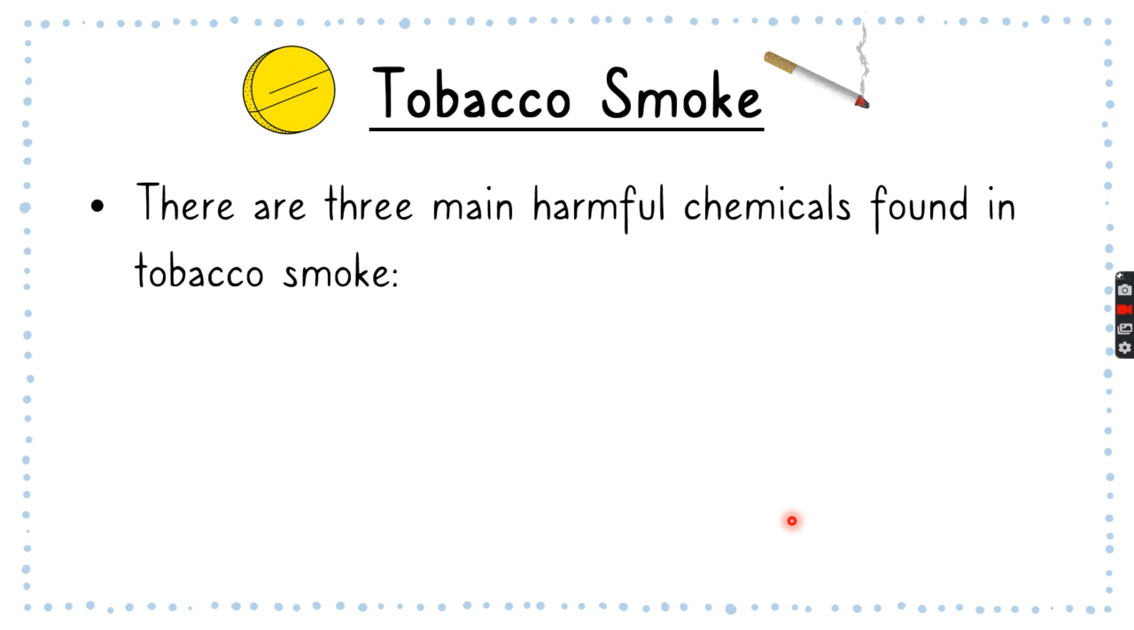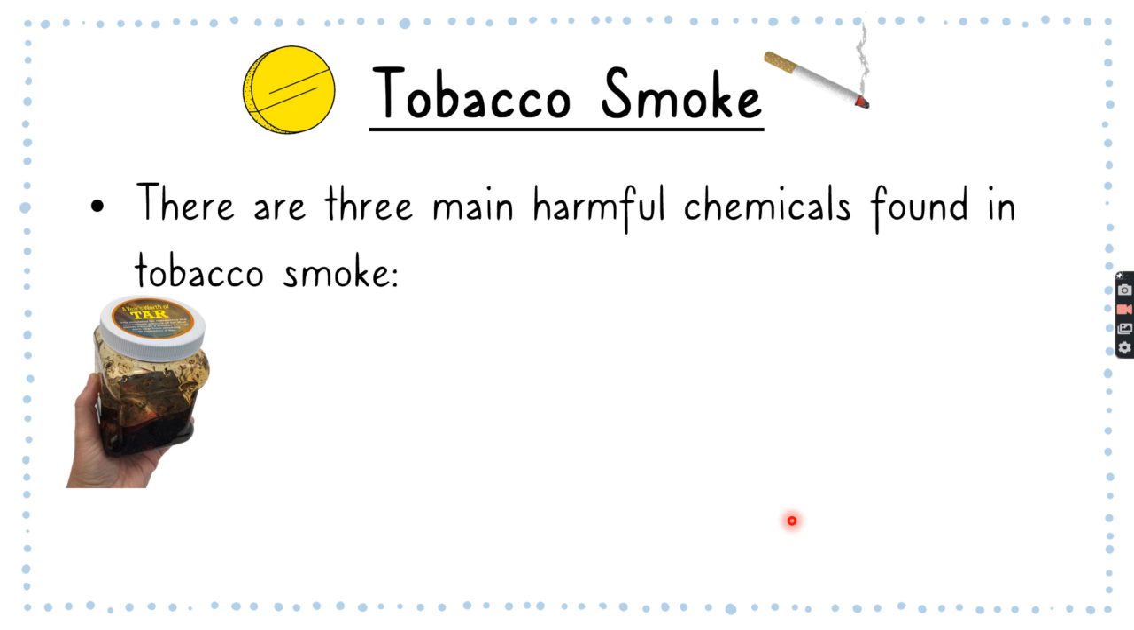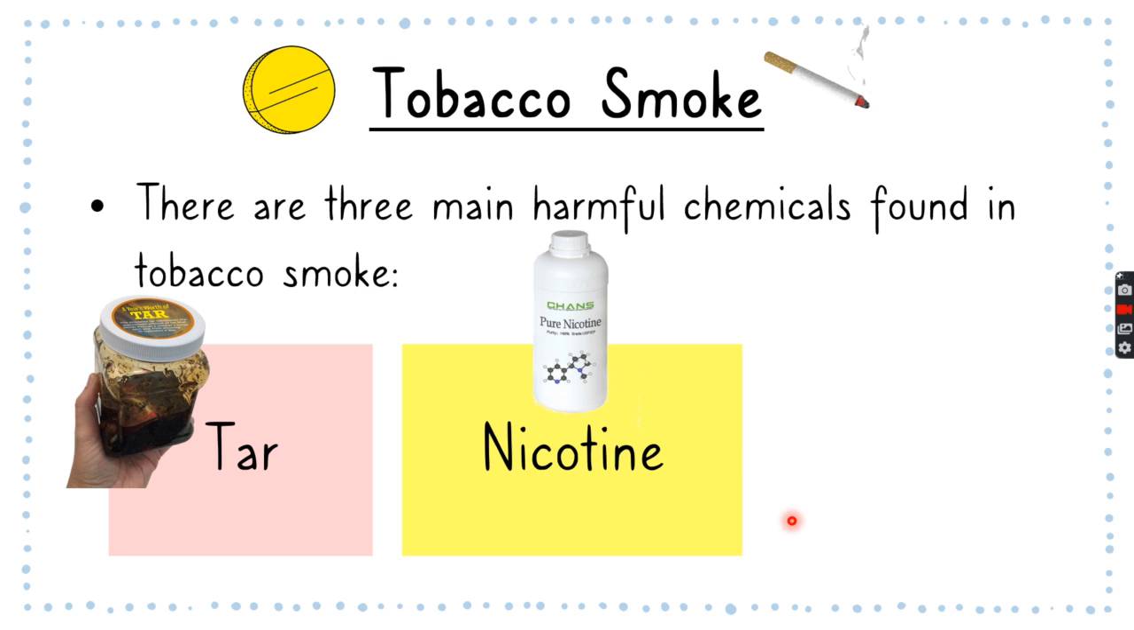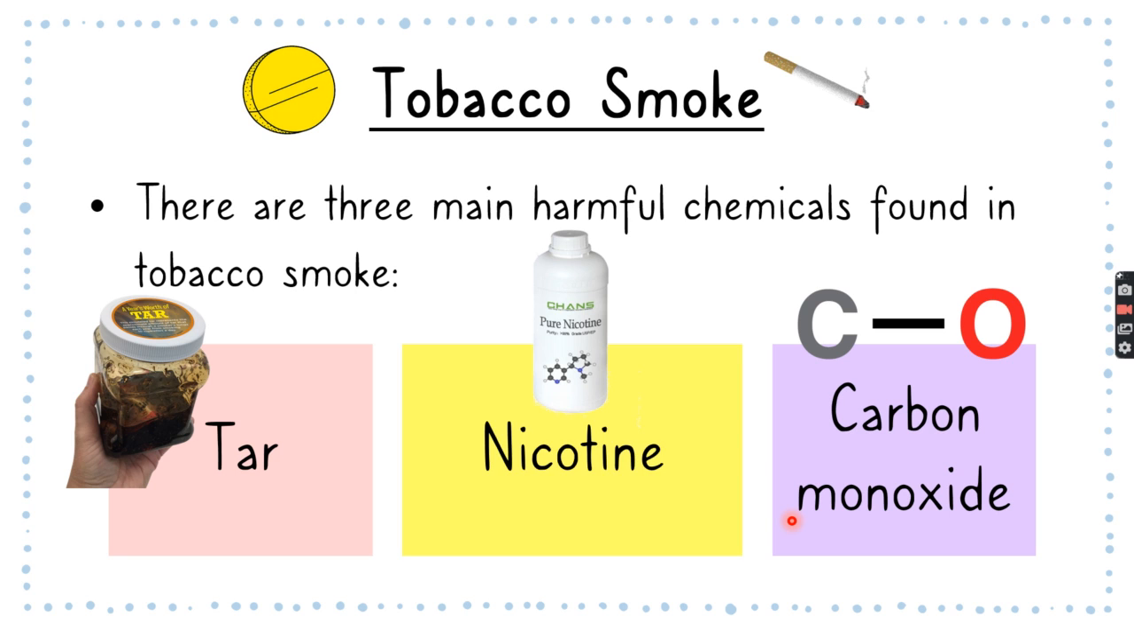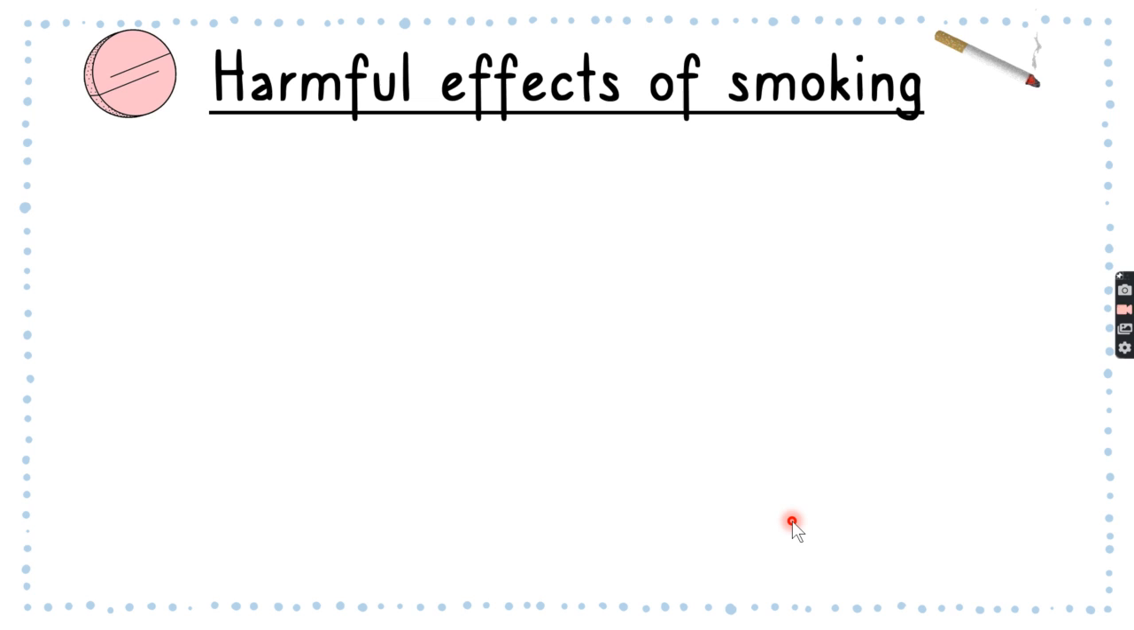So, tobacco smoke. There are 3 main harmful chemicals found in tobacco smoke. The first one is tar. Second, we have nicotine. And third is carbon monoxide.